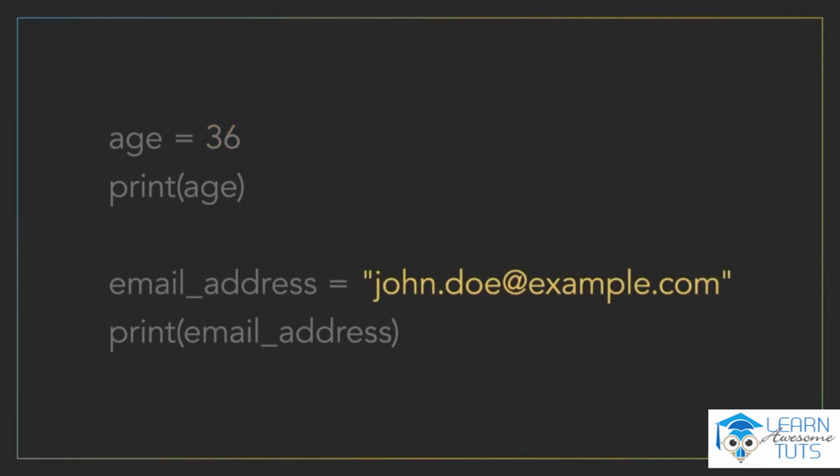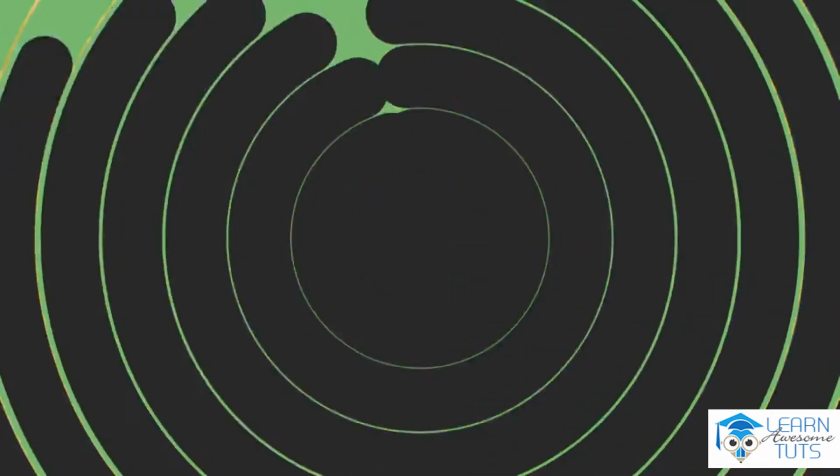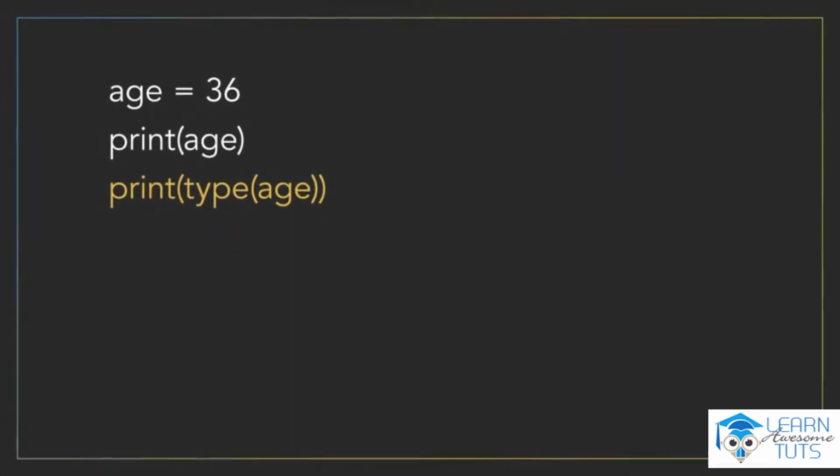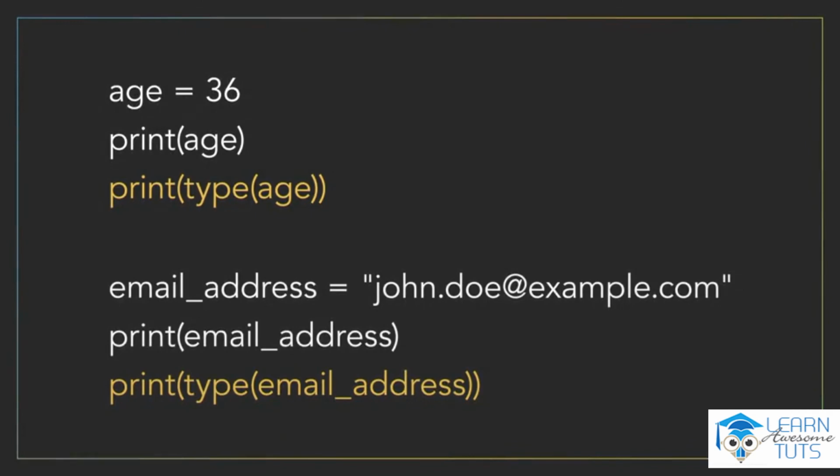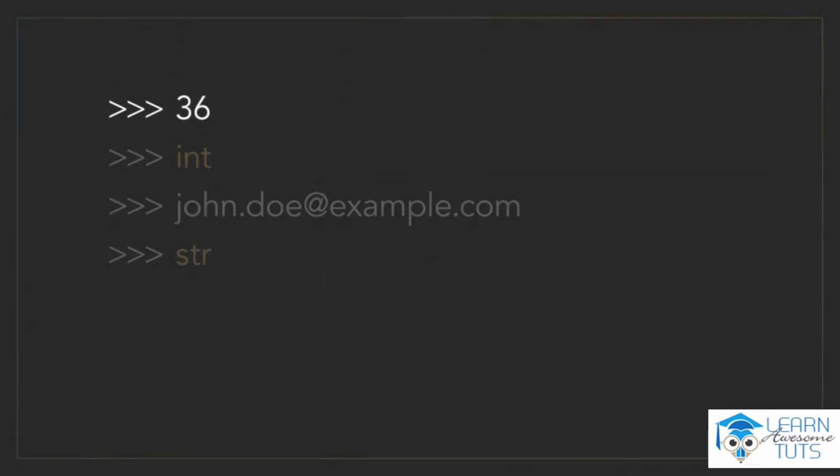And the letters and symbols inside of the double quotes is called a string, because it's made up of a string of characters. In fact, you can check the type of any value or variable in Python by using the type function. Let's take a look. We'll print out the type of the age and then the email address variables. And look, the age is an int, short for integer, and the email address is str, short for string. There are many other types of values available in Python as well. We'll get a chance to explore more of them soon.